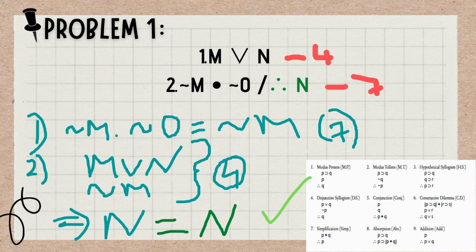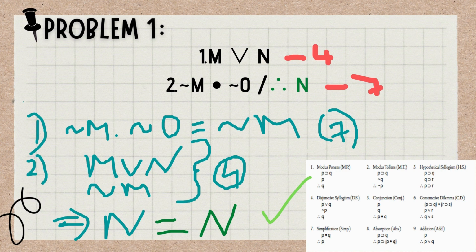Let's take the first premise again, M disjunction N, and also the value we got from solving the second premise, which is negation M. Take both at the same time and apply the fourth rule, disjunctive syllogism. What is disjunctive syllogism? P or Q, negation P, gives Q. P disjunction Q, negation P, we get Q. Similarly, M disjunction N, negation M, what will we get? N.